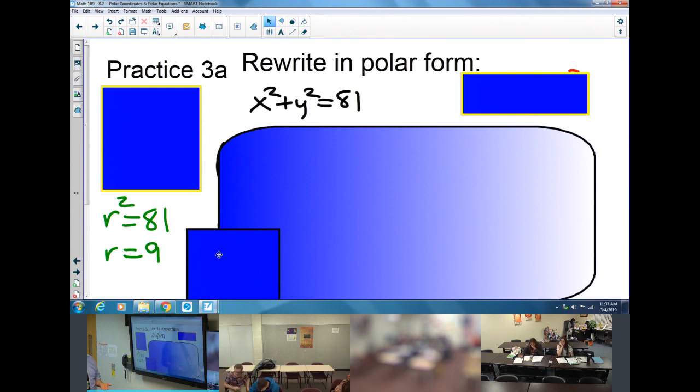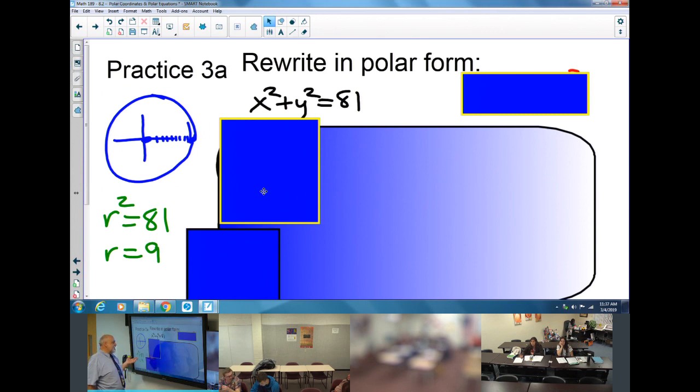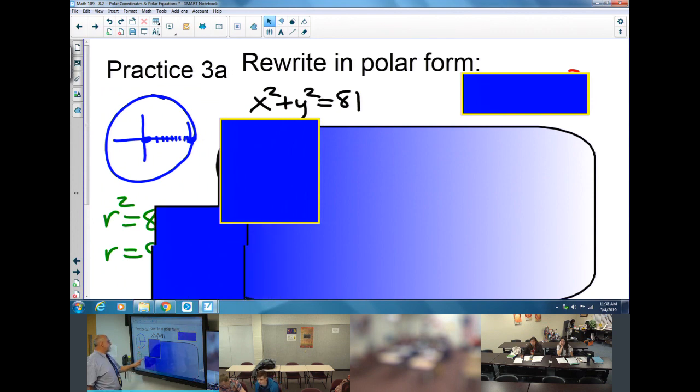So what would that look like? Well, that would be a circle of radius 9. So you count over 9, and that would be what the graph would look like. Because you might remember from geometry that x squared plus y squared is the form of a circle. And so this is another way to express it, a circle of radius 9.